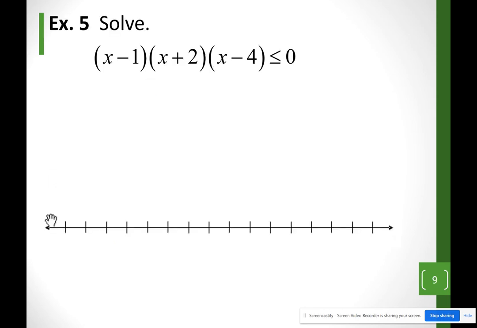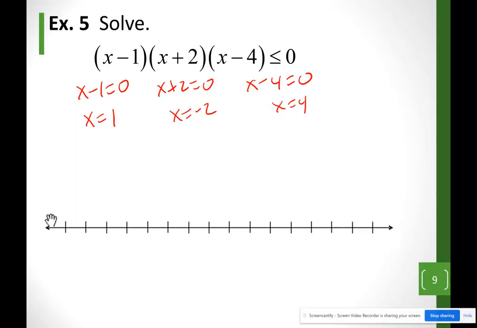Now what about this one? x minus 1 times x plus 2 times x minus 4 is less than or equal to 0. What values of x make each of my parentheses equal to 0? I'm thinking x minus 1 equals 0, x plus 2 equals 0, x minus 4 equals 0. So the values of x that make my parentheses equal to 0 are 1, -2, and 4. So my number line, I'm just going to write my numbers from smallest to largest.